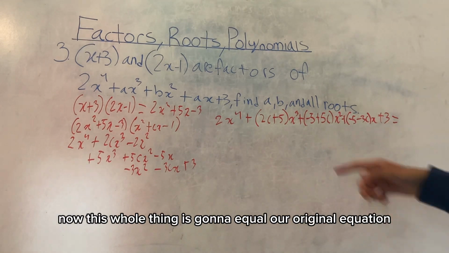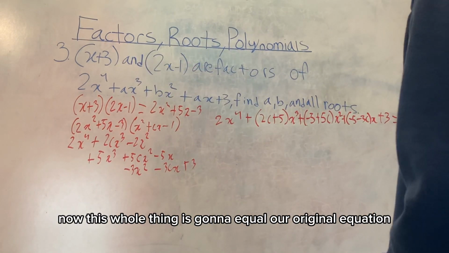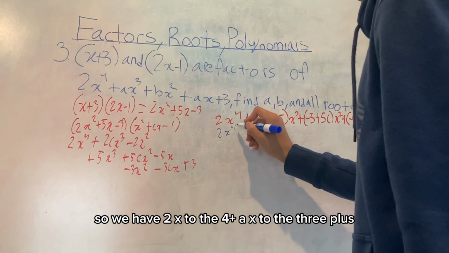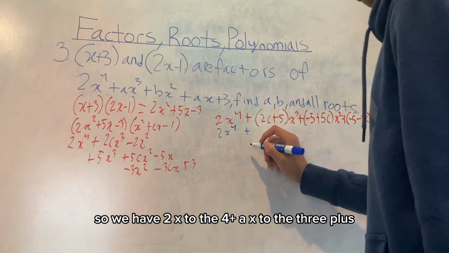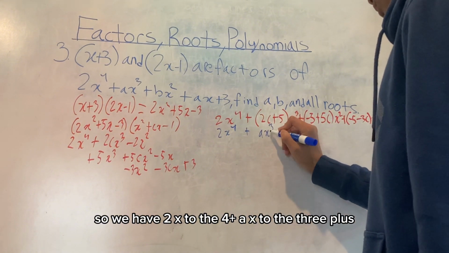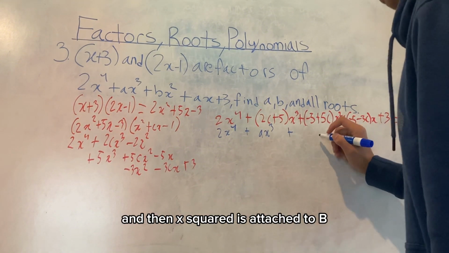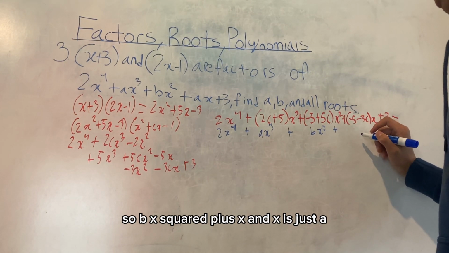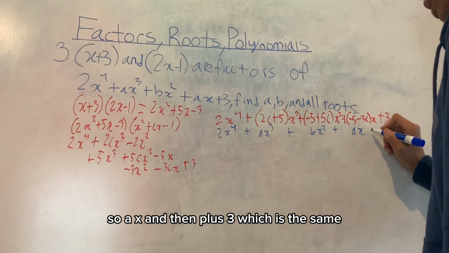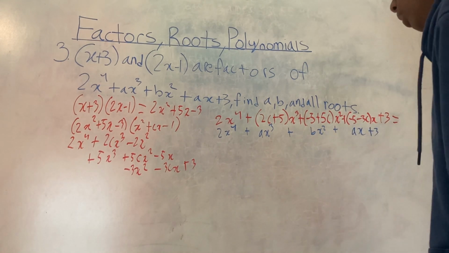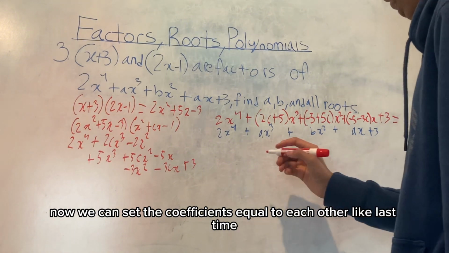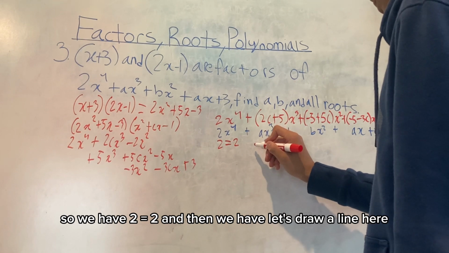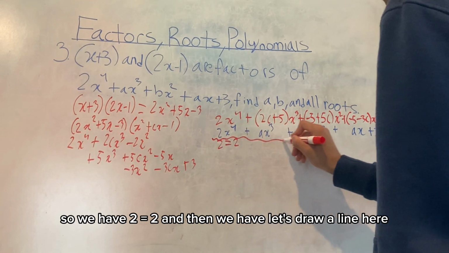Now this whole thing is going to equal our original expression. So we have 2x to the 4 plus ax to the 3 plus, and then x squared is attached to b, so bx squared, plus ax, and then plus 3, which is the same. Now we can set the coefficients equal to each other like last time. So we have 2 equals 2, and then let's draw a line here.